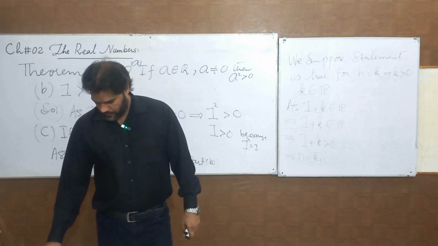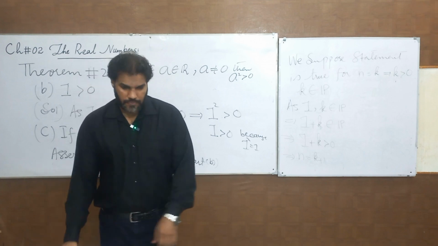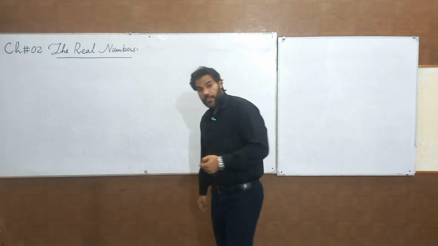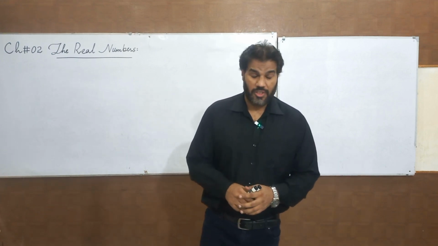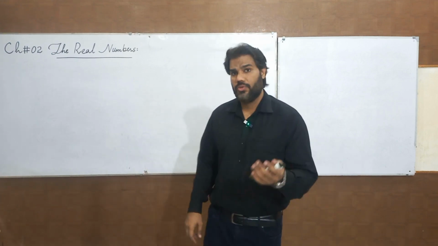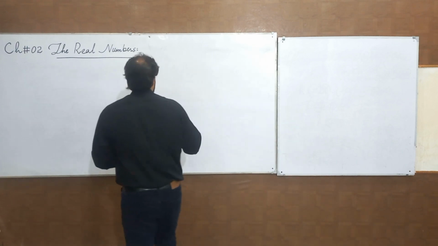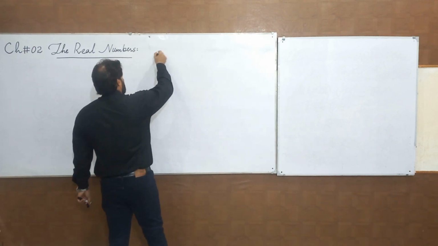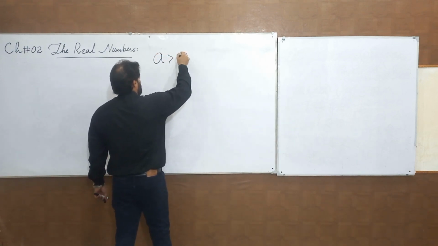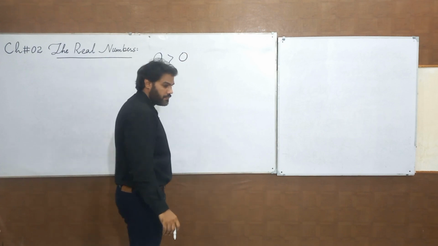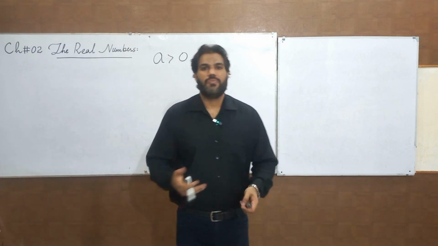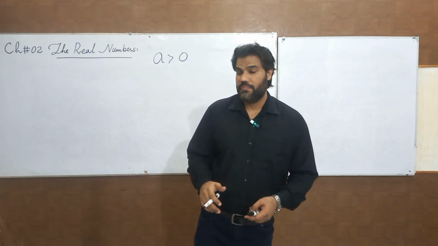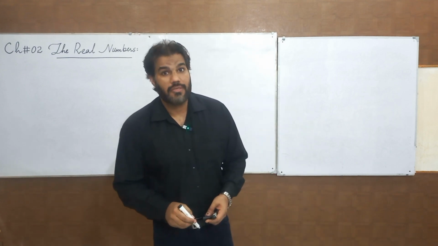The next one. Okay, next I am sharing an important thing just for your knowledge. As you know, if a real number a is greater than 0, this is called a positive real number. Can you tell me which is the smallest positive real number? Can you find a positive real number a that is the smallest one?